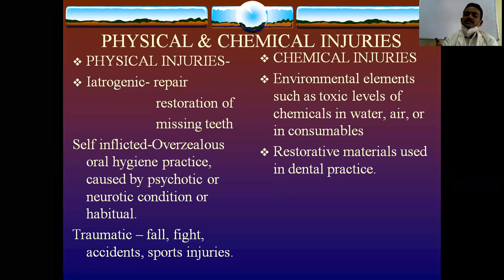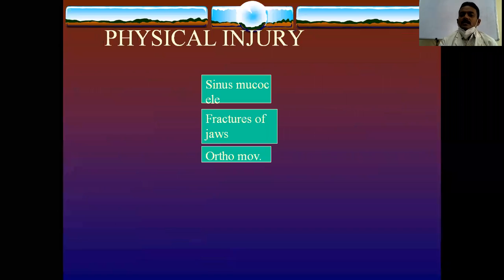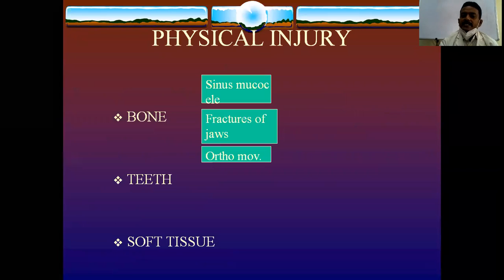Next, certain restorative materials used in dental practice also cause discoloration of the tooth. I repeat, the environmental elements such as toxic levels of chemicals in air and water cause discoloration. The second thing is the restorative materials used in dental procedures. The physical injuries are either bone injuries or tooth injuries. Bone injuries cause fractures of the jaws, either maxilla or mandible.